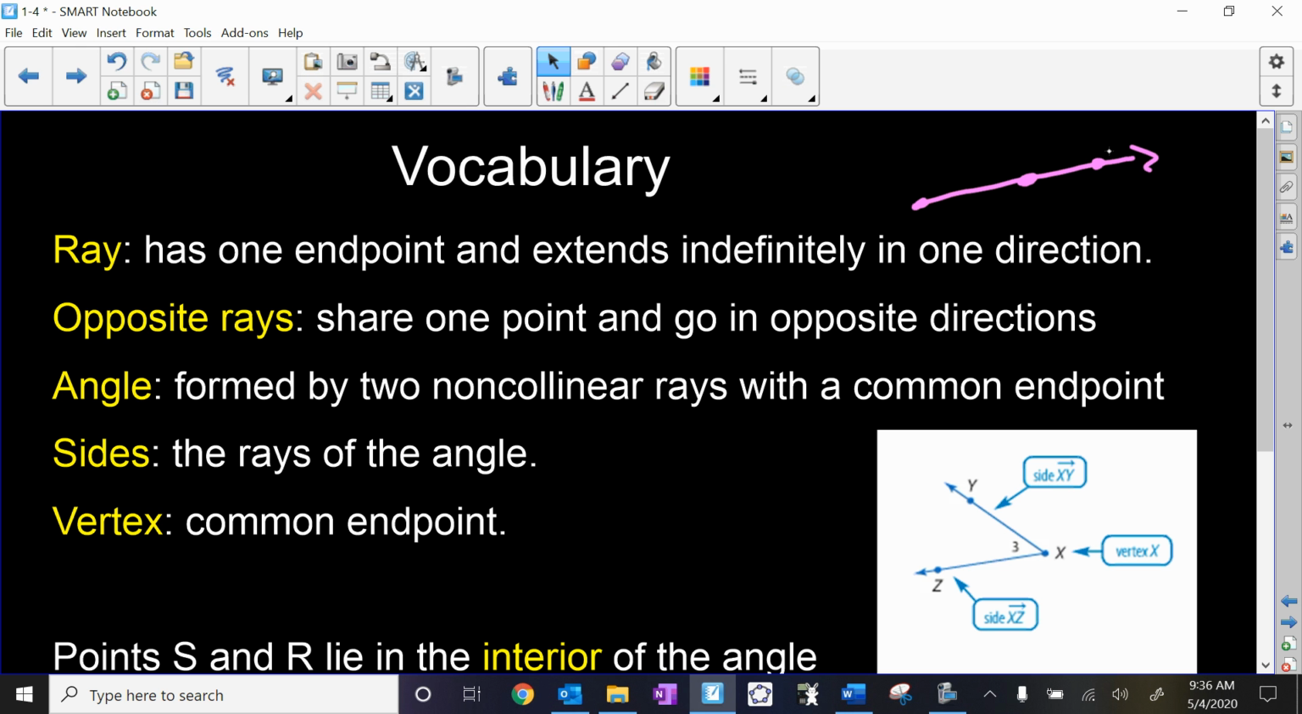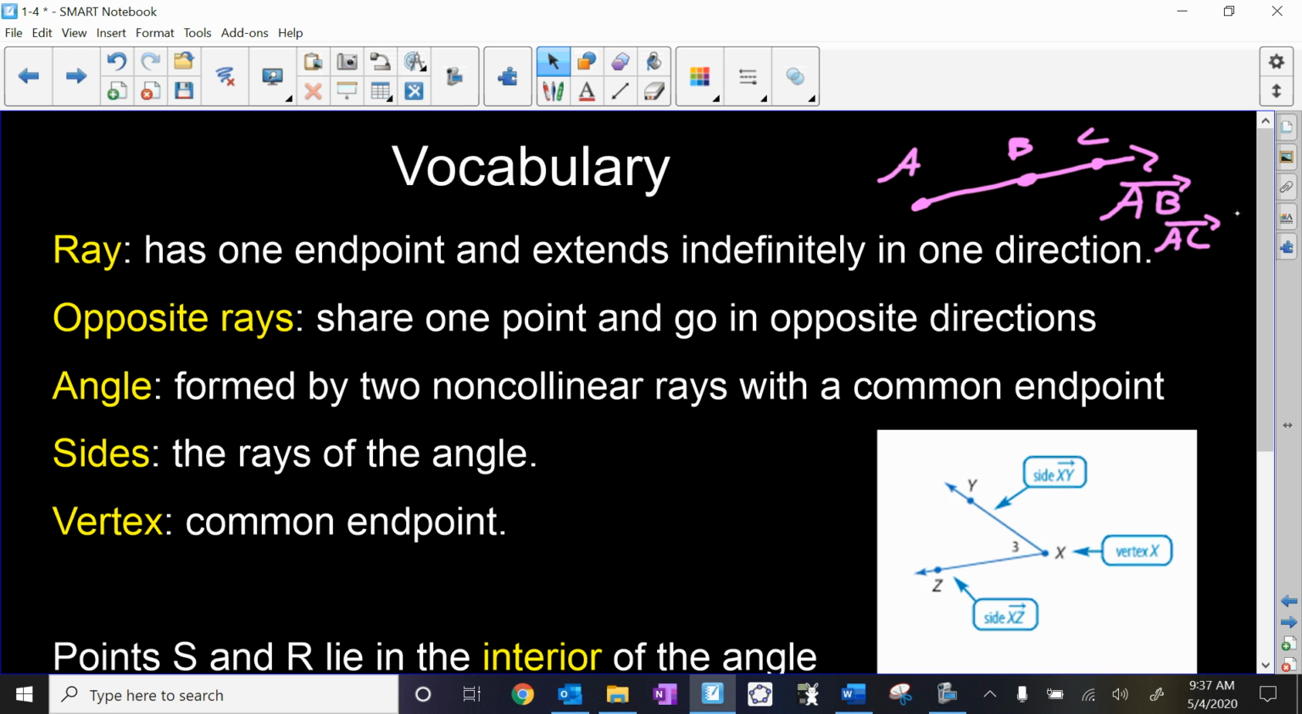I'm going to put a couple points on here. I'm going to say A, B, and C. So notice how I have an endpoint, A, and then it extends in one direction with the arrow. I can name this ray one of two ways, AB or AC. Notice in both ways I name it, I start with point A. Those are the only two ways to name that ray. You have to start with the endpoint and then pick a point in the direction that it goes.